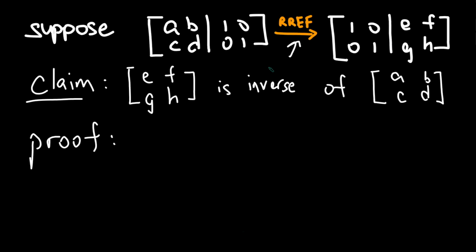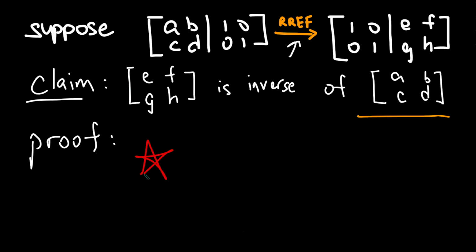Let's take a look. First, notice that our method of construction involved this really funky looking thing at the top, and we're going to need that in our proof as well. Suppose we have A, B, C, D augmented with 1, 0, 0, 1, and if we apply RREF, it's going to give us 1, 0, 0, 1, E, F, G, and H. Then we claim that the inverse of A, B, C, D is just E, F, G, H.